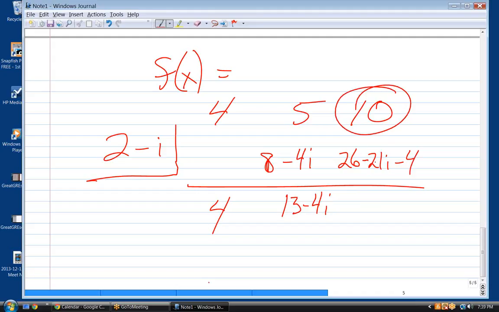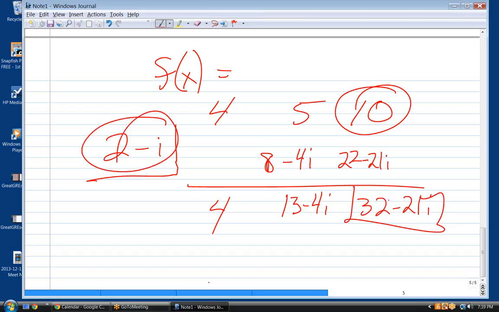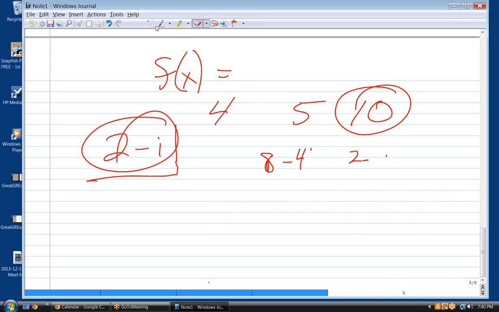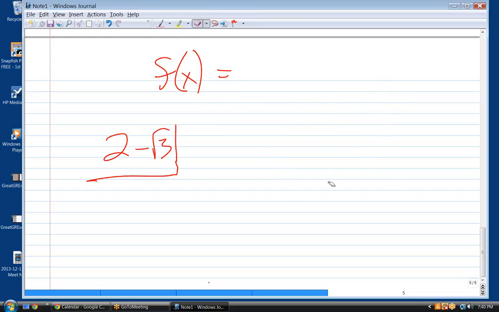And now you add that to 30, or 22 minus 21i. In other words, I can take that 4 away from that. And so when I add these two together, I get 32 minus 21i. If that was a solution to that quadratic, I would have gotten 0. Okay. Same thing with irrational solutions. I wanted to divide it by 2 minus square root of 3. Same thing as I just did with i.